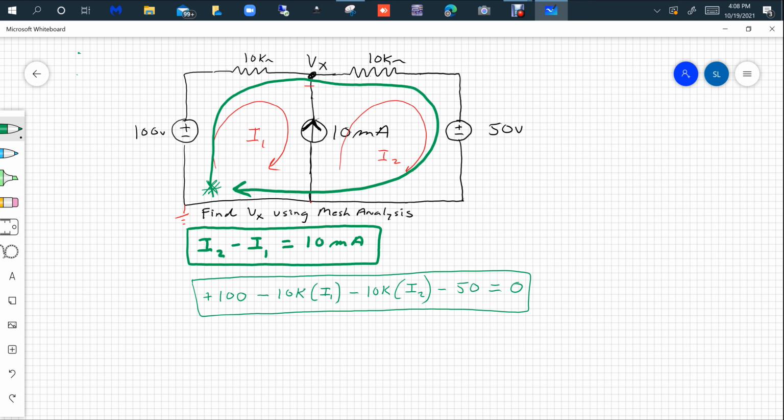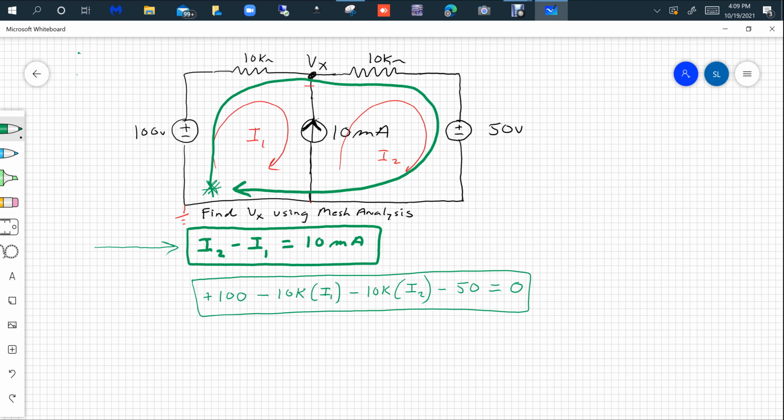Notice I have two equations now with two unknowns, and you can solve those simultaneously. That's how you handle a supermesh. You first write the supermesh equation with the currents that share the same common current source. Since I2 flows in the same direction as the 10 milliamp source, it's the lead current, so I2 minus I1 is equal to the 10 milliamps. Then around the supermesh, I just write a Kirchhoff's voltage law equation in terms of both I1 and I2, depending on which of those currents flow through the passive element.